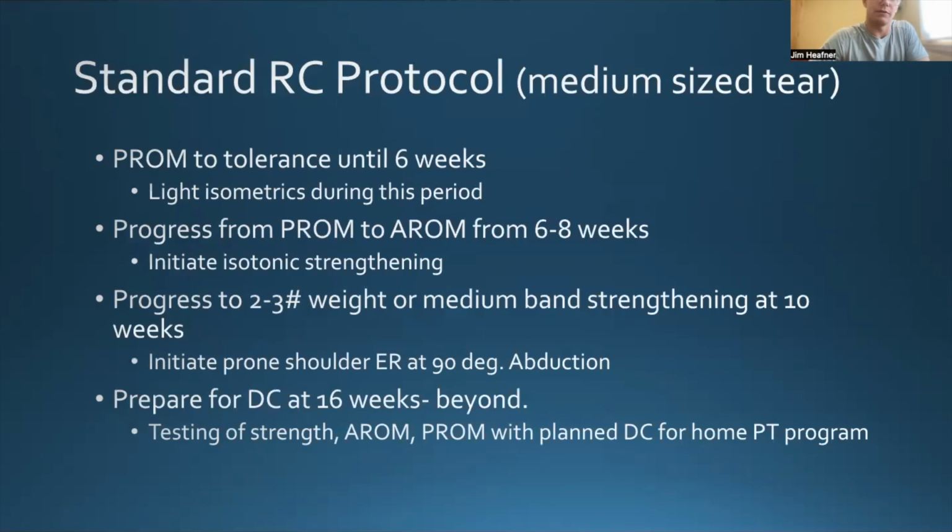This is an example for a standard rotator cuff protocol for a medium-sized tear. We said passive range of motion for 6 weeks. We progress from passive to active between 6 to 8 weeks. And then at 8 weeks, we typically initiate the isotonic strengthening. We begin with light weights and bands at 10 weeks, and then we can initiate a prone shoulder external rotation around that same time, 10 weeks as well.